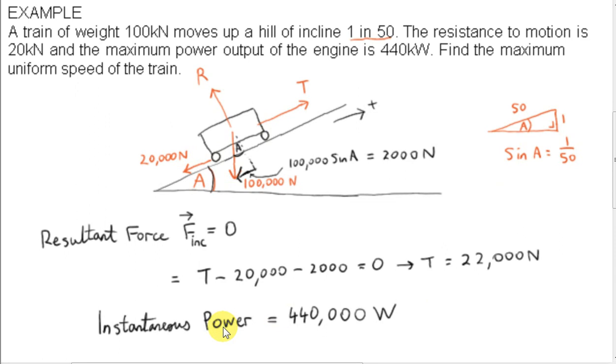Now we are given the instantaneous power of T on the train. That's 440 kilowatts, which is 440,000 watts. We want our units in watts. We saw that the instantaneous power of a force acting on the object is the force, which is T, this is the one we're interested in, times the speed at an instant. Now we want this speed to be uniform or constant. So it's just a matter of solving this equation for the speed.